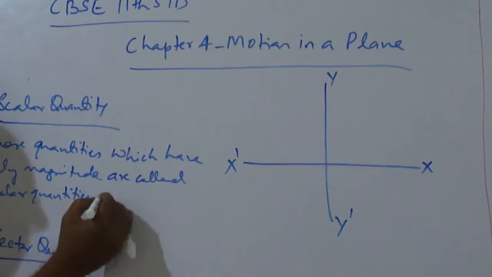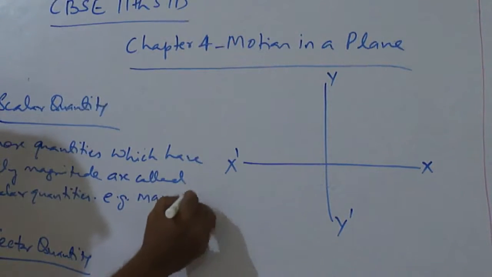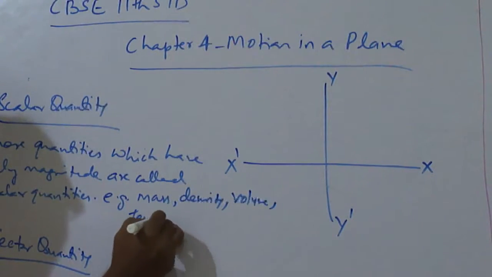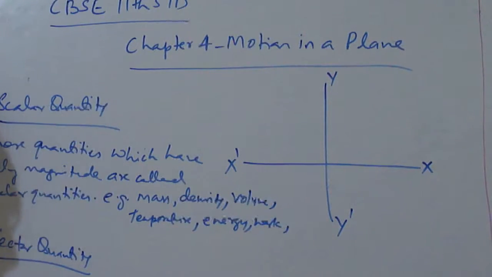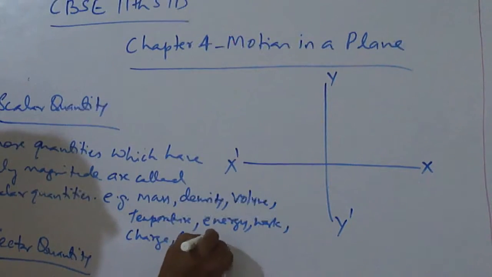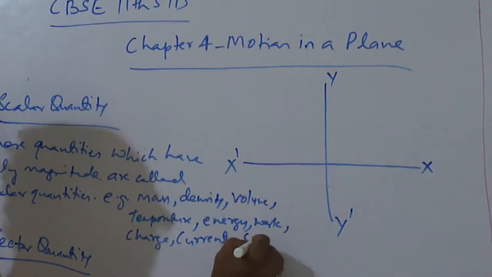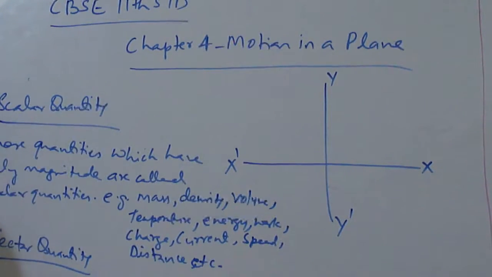Right? So examples are mass, density, volume, temperature, energy, work. Okay? Then charge, current. Understood? Speed, distance. So these types of quantities, etc., are having only magnitude, no direction.